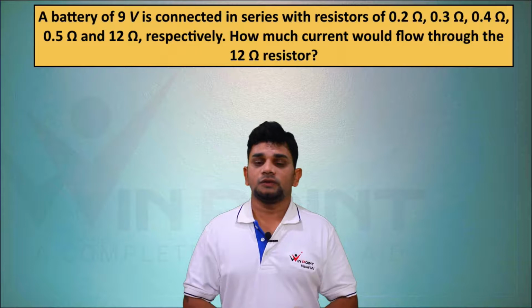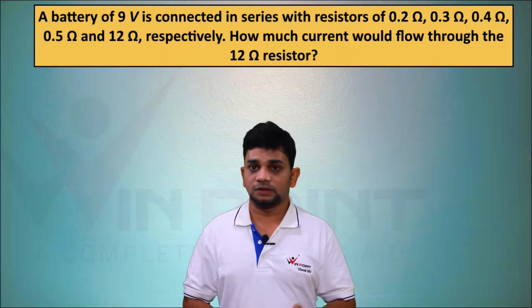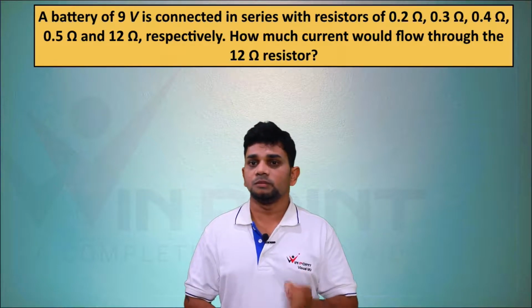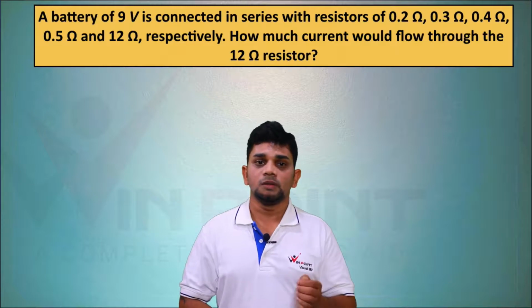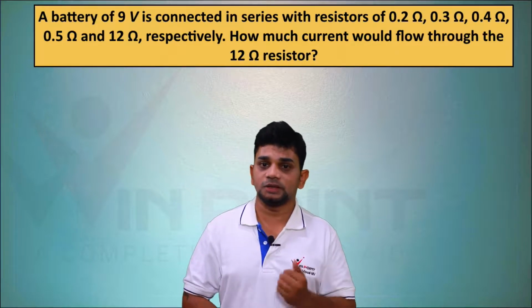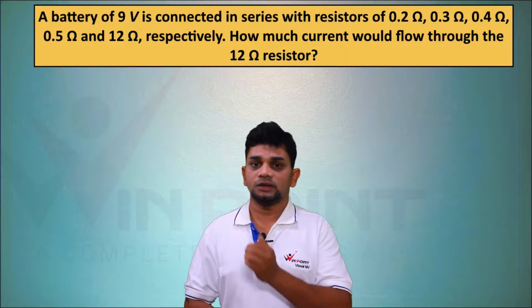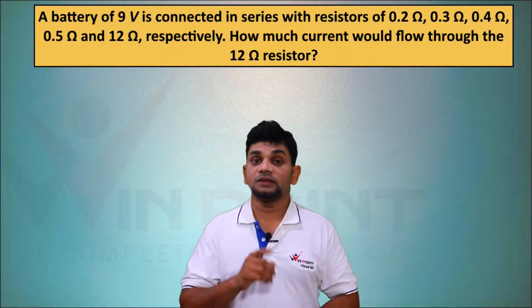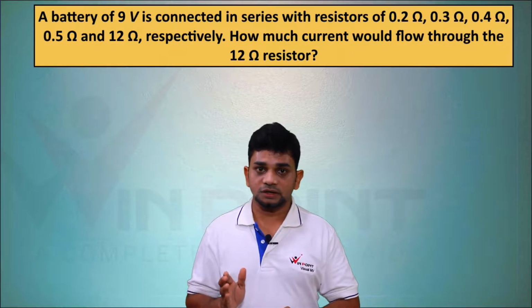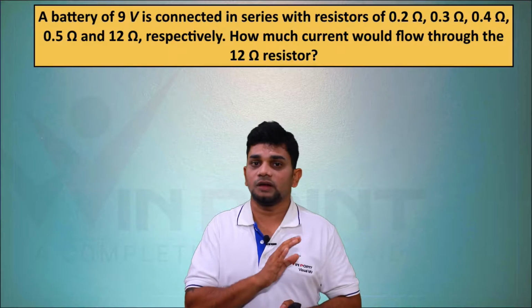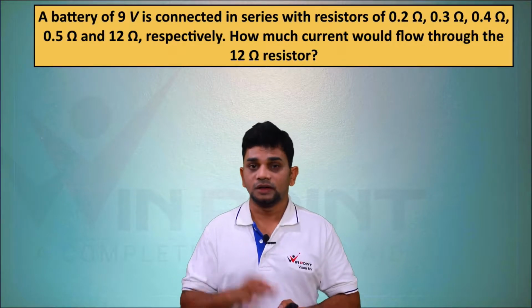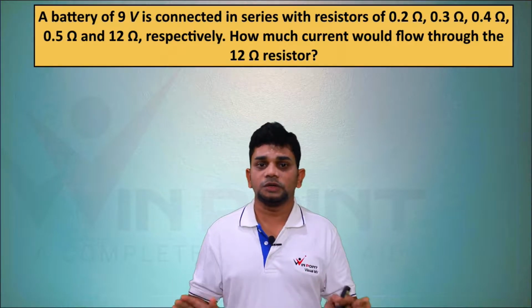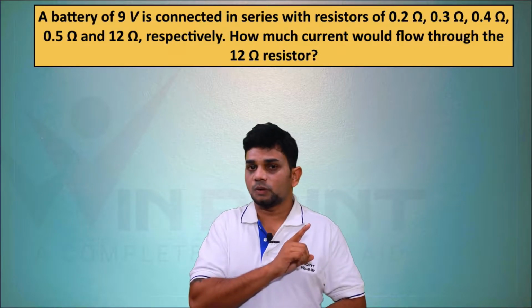A battery of 9 volt is connected in series with the resistors of 0.2 ohm, 0.3 ohm, 0.4 ohm, 0.5 ohm and 12 ohm respectively. How much current would flow through the 12 ohm resistor? It is a series connection. In series connection, the current is the same for every resistor. That is an important point here. In series connection, there is no splitting of current. Current will be the same for all the resistors.